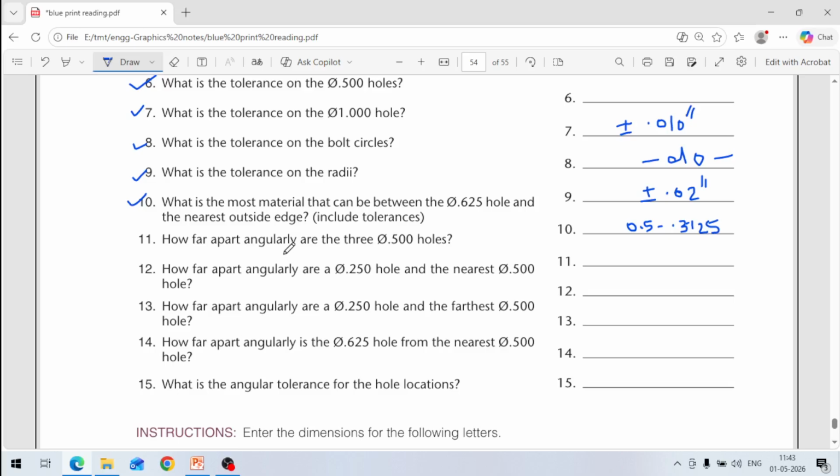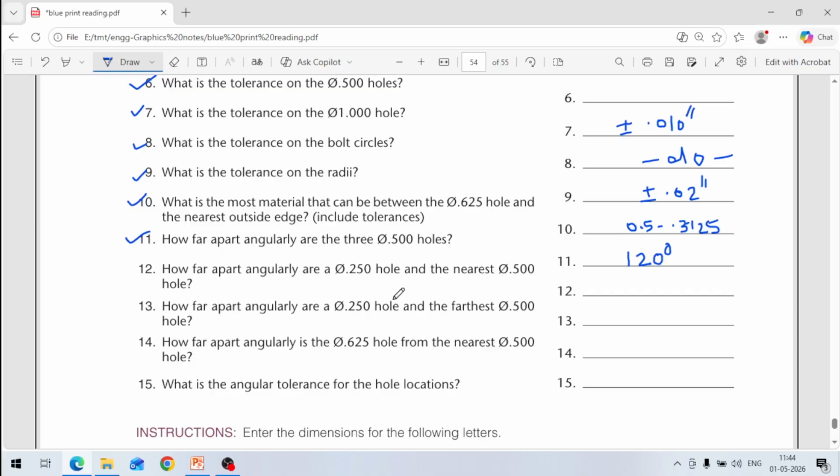Question number 11 is, how far apart angularly are the 3 diameter 0.500 holes? How much apart are they? Because there are 3 holes, they are 120 degrees apart. 3 holes are there on one PCD, pitch circle diameter or bolt circle. So it is 120 degrees apart. This is 120 degrees.